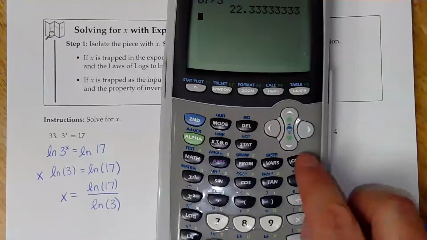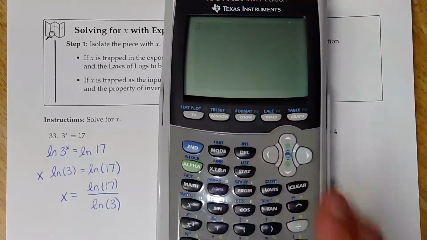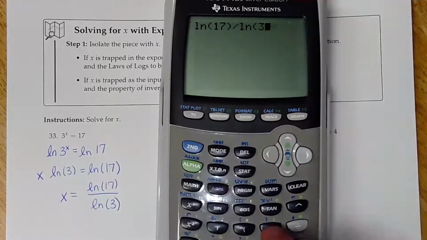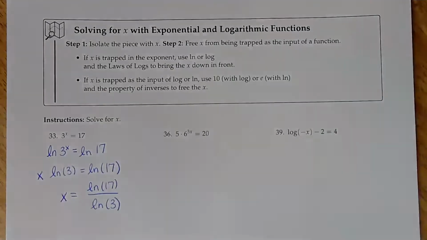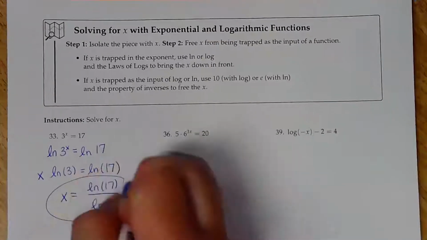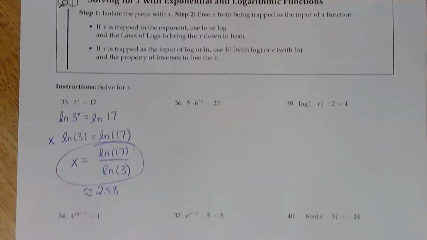Okay, and if I wanted to know what that's equal to, I can take ln of 17 and, oops, close those parentheses, and then divide that by ln of 3. And I get that that's about 2.58 if you're looking for the decimal approximation there. So this would be an exact answer, and this would be an approximation.